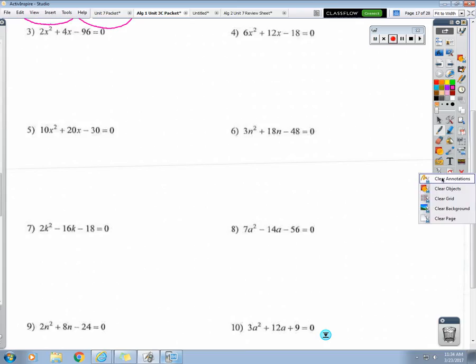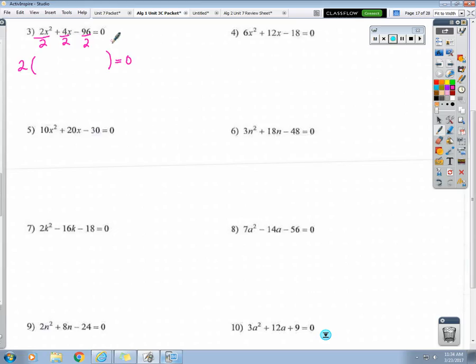The first thing you should have done is notice that your leading coefficient is 2, and that 2 can also be divided out of all 3, making it the GCF. You can't just divide it by any number you want. It has to be the leading coefficient. So x squared plus 2x minus what? Now what you have remaining is a trinomial that you can factor by looking for 2 numbers that multiply to negative 48 and add to 6.